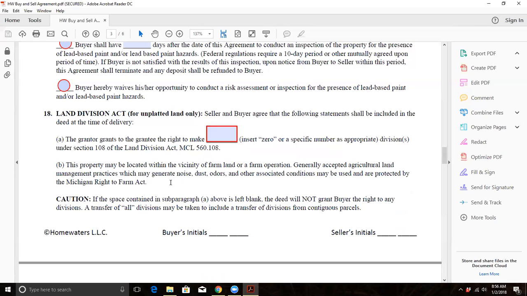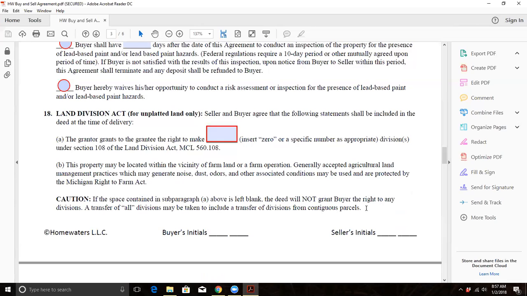And then the next language is required to be in there, but we also put a caution. This is from one of the contracts that we had. If the space contained in subparagraph A above is left blank, the deed will not grant buyer the right to any divisions. A transfer of all divisions may be taken to include a transfer of divisions from contiguous parcels. So just kind of a reminder to people when you're filling this out, to be specific if you can.